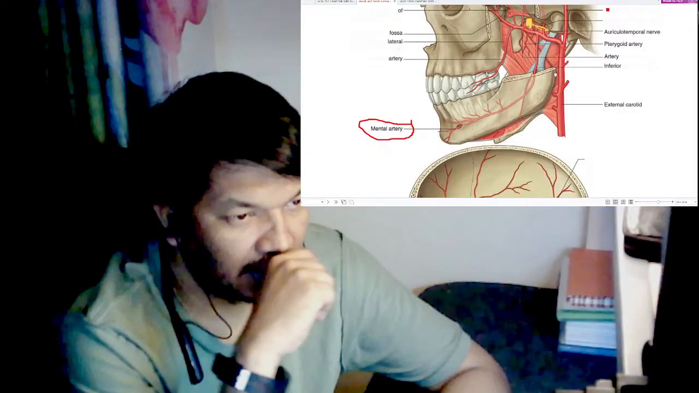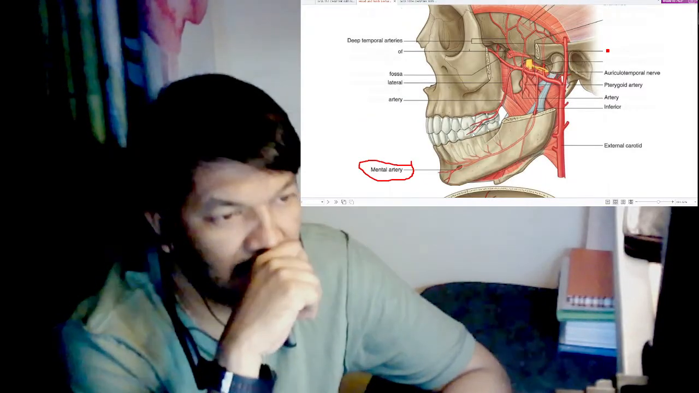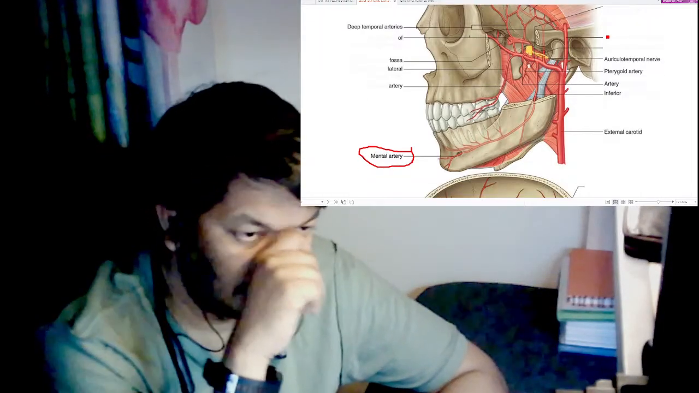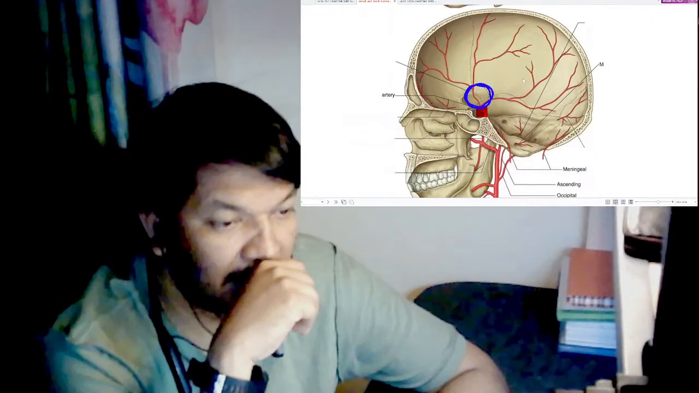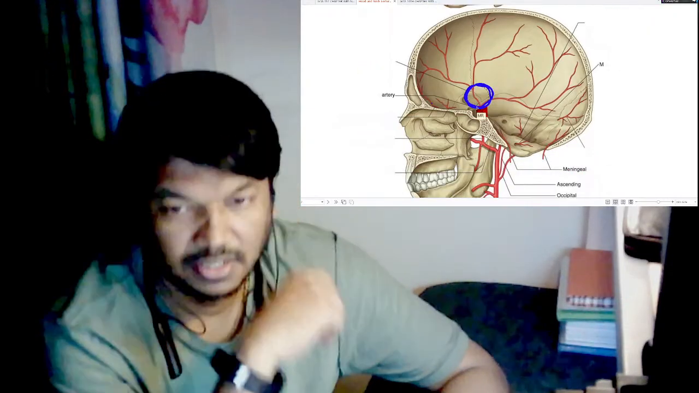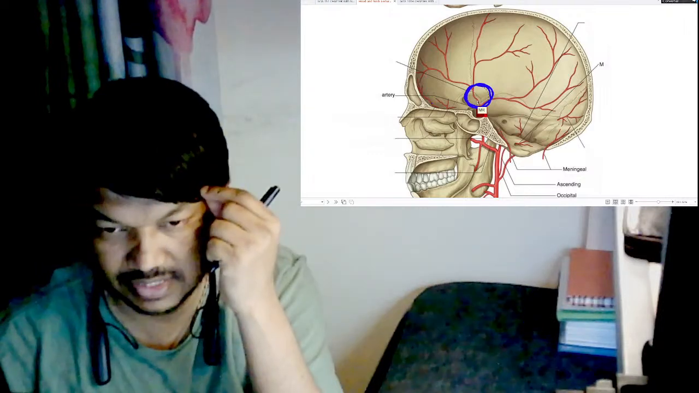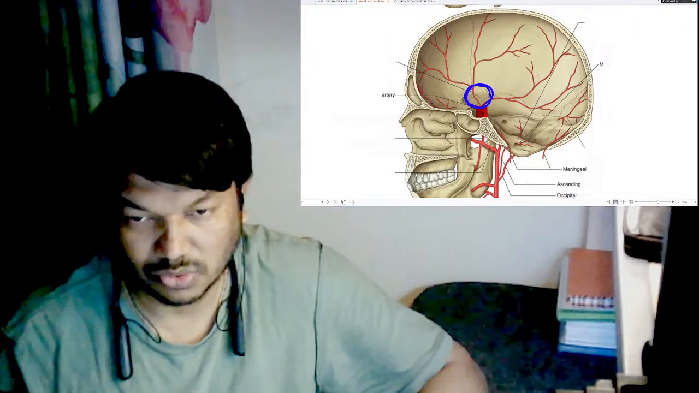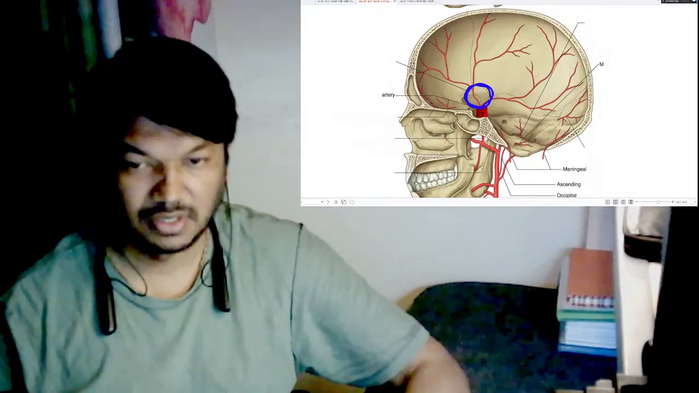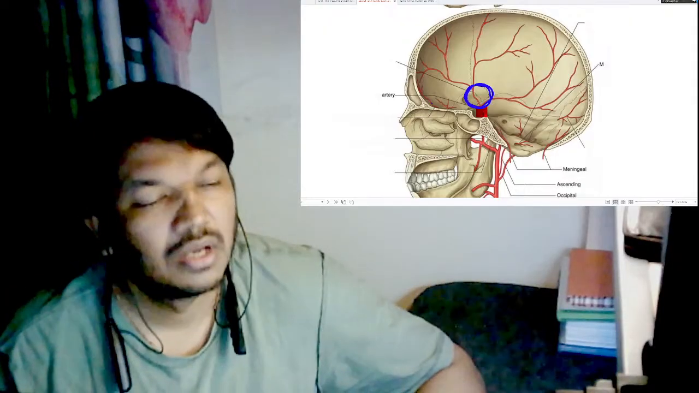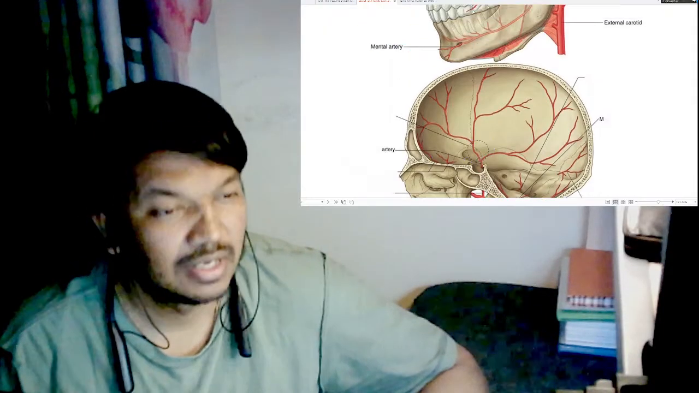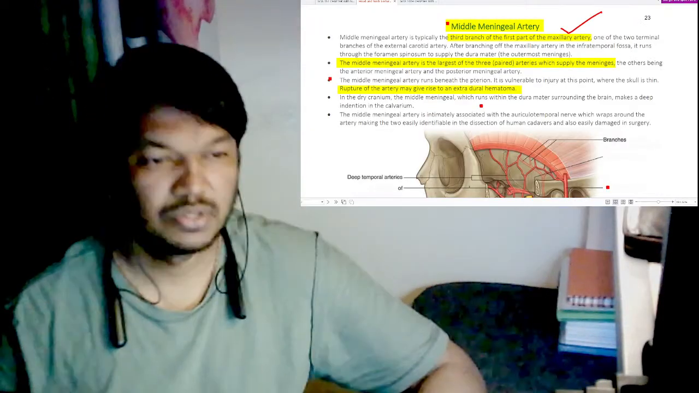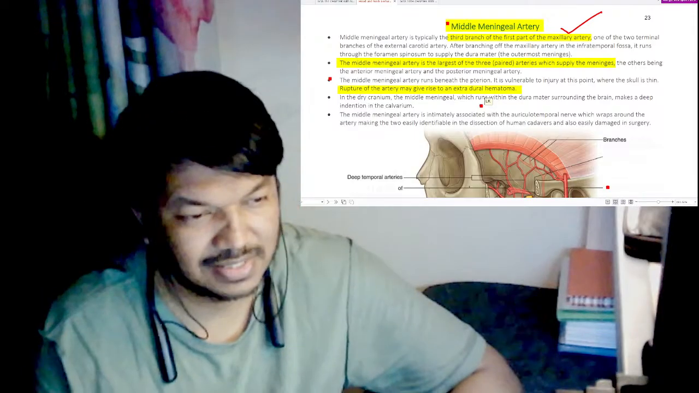So this is external carotid. You can see they are dividing there. This is the terminal branch, and from there they will have middle meningeal artery. This is the middle meningeal artery. If there is any trauma or injury over this area, over the pterion, middle meningeal artery will be injured, and the patient will have extradural hematoma. Rupture of the artery may give rise to an extradural hematoma.